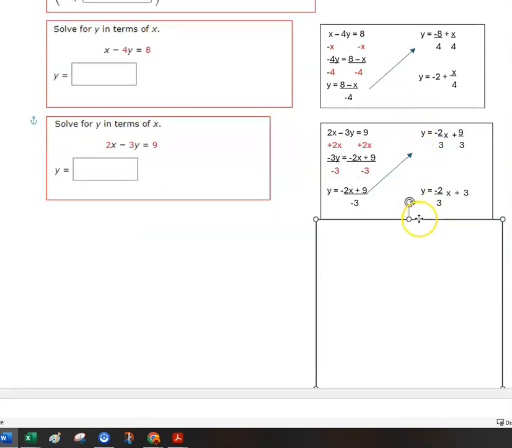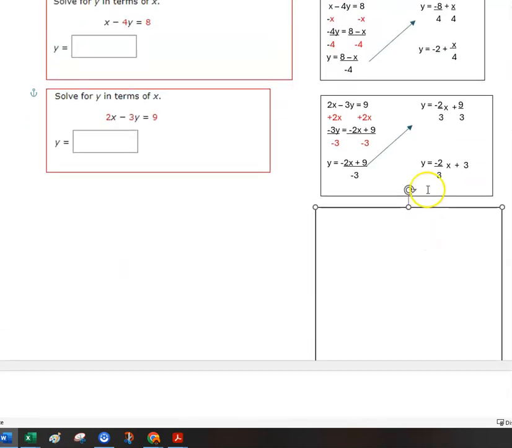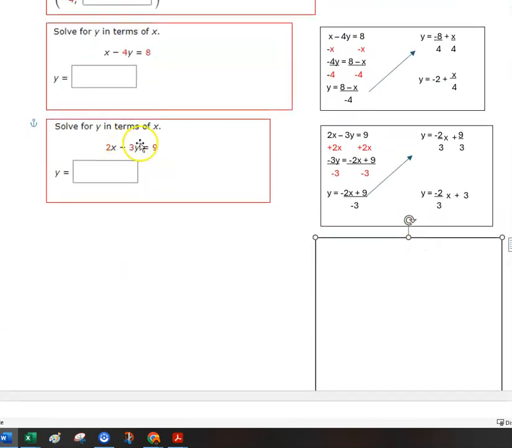Okay, sort of the same type of thing here. My equation's a little different. I'm going to solve for y. So my original equation, I'm going to get rid of the x part. I'm going to add 2x to both sides. That gives me a negative 3y equals negative 2x plus 9. So I'm almost there, but I need to divide by negative 3. So very similar to the top problem, I end up with y equals negative 2x plus 9 over negative 3.